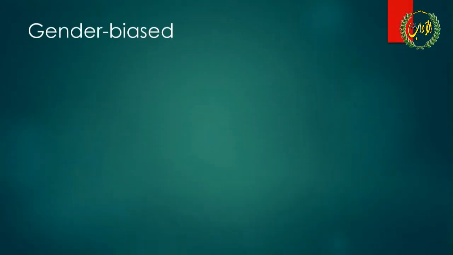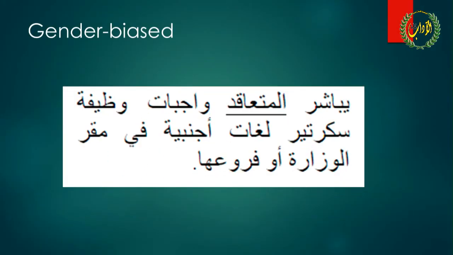Arabic is gender biased. That's why in the example here it says يباشر المتعاقد واجبات وظيفية. So المتعاقد here, if we translate it, means the contractor. But it has either a masculine or feminine reference. So that's why it's gender biased. It's biased to masculine. So if you use masculine here, it means masculine or feminine.